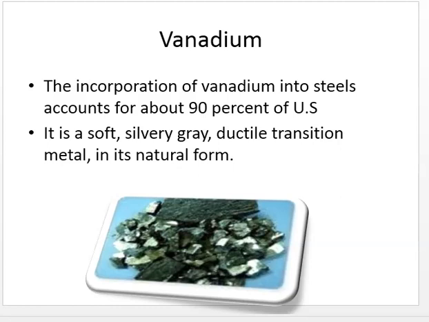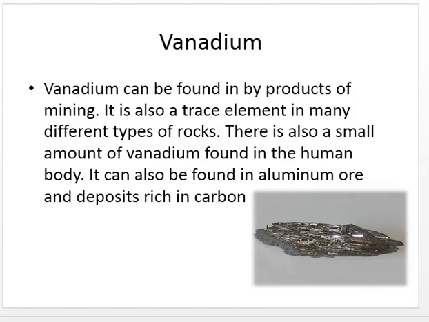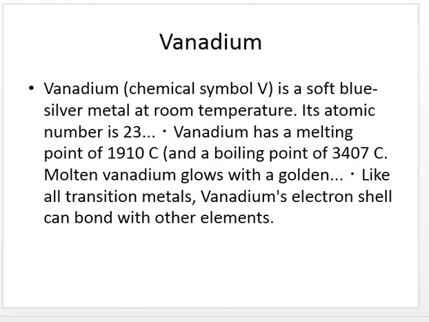It is a soft silvery gray transition metal in its natural form. Vanadium can be found in by-products of mining. It is also a trace element in many different types of rocks. There is also a small amount of vanadium found in the human body. It can also be found in aluminium ore and deposits rich in carbon.